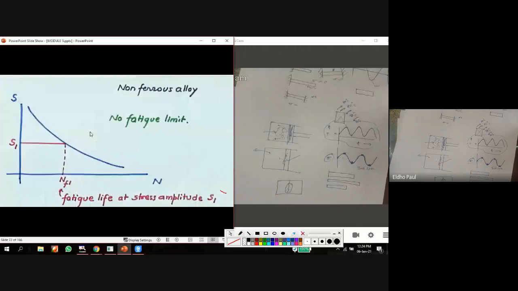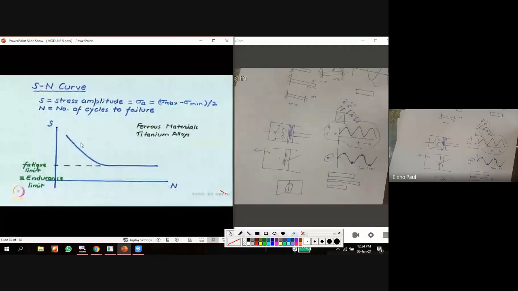Exactly. Endurance limit. That is very important, this endurance limit. If we design with respect to the endurance limit, there is no such fatigue failure. Even at a very high stress concentration, even at a very high temperature, there will not be any fatigue failure if we design with respect to the endurance limit. We have to design at a stress which is lower than the endurance limit or fatigue limit. Then there is no problem with fatigue failure.